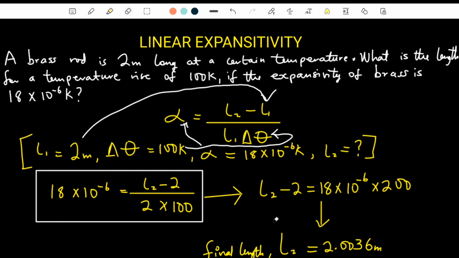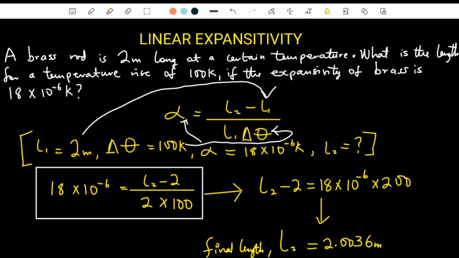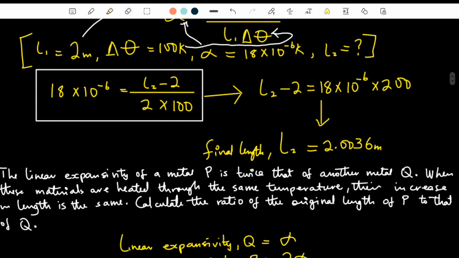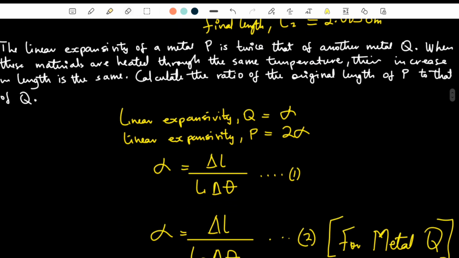Now, when you solve arithmetically, you end up with L2, which is 2.0036 meters. That's that for that question. We'll have a second question here.